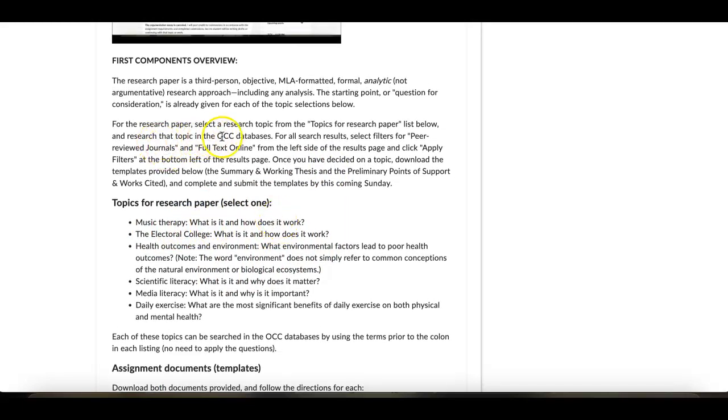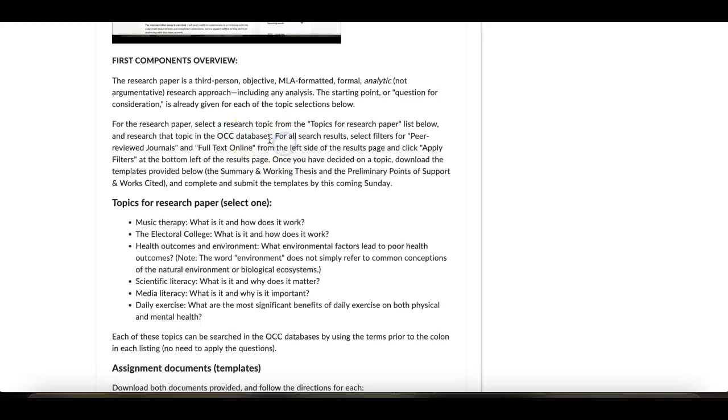For each research paper, for students, select a research topic from the topics for research list below, that's down here, and research that topic in OCC databases. Now, if you're still unfamiliar with this, those of you who have posted and commented things about that, this is completely on you. There have been instructional videos posted for several weeks. There have been parts of your textbook that go over this. I have taken you guys through an intro into the library, into the databases.